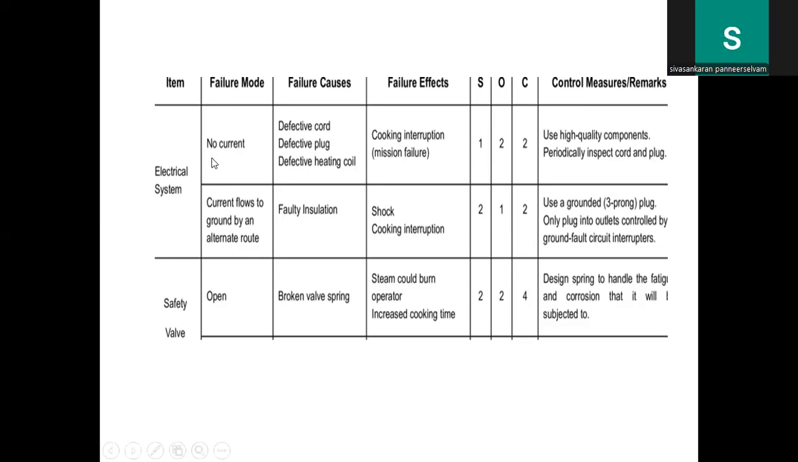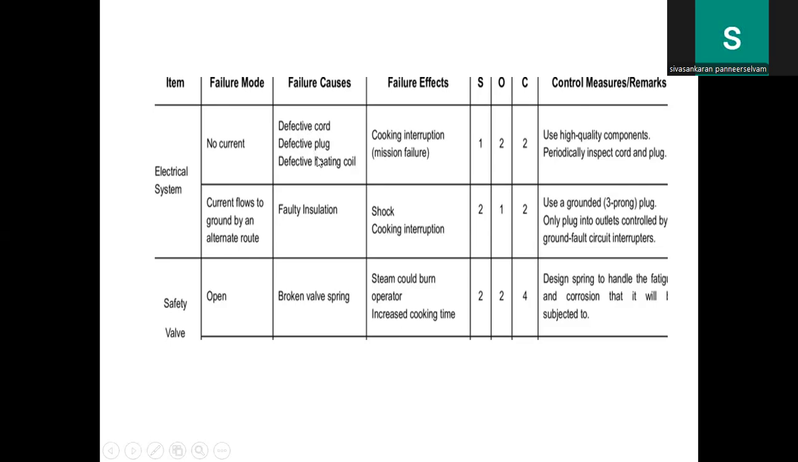So let us discuss in more detail. The first mode of failure is no supply of current within the given electric circuit assembly. This is one of the primary identifications of failure mode. Next, what are the possible causes of no current in the circuit? First is a defective card. The electric cable may have worn out by wear and tear. Sometimes a failure would be due to a defective plug point and a defective heating coil.